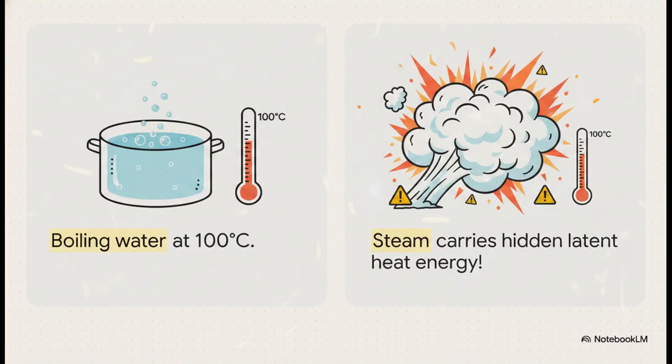And here is a real-world example that brilliantly illustrates why latent heat matters. Compare boiling water at 100 degrees Celsius to steam at the exact same temperature. The steam is far, far more dangerous. Why? Because to turn that boiling water into steam, it had to absorb the latent heat of vaporization, which is a massive 22.6 times 10 to the 5th joules per kilogram of extra hidden heat energy. When that steam hits your skin and condenses, it releases all that extra energy at once, causing burns that are much more severe than boiling water alone.